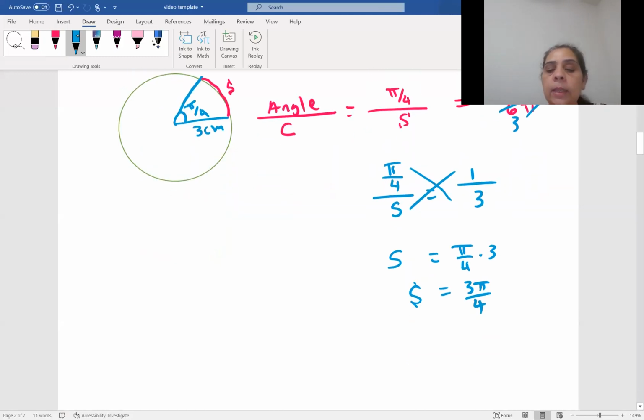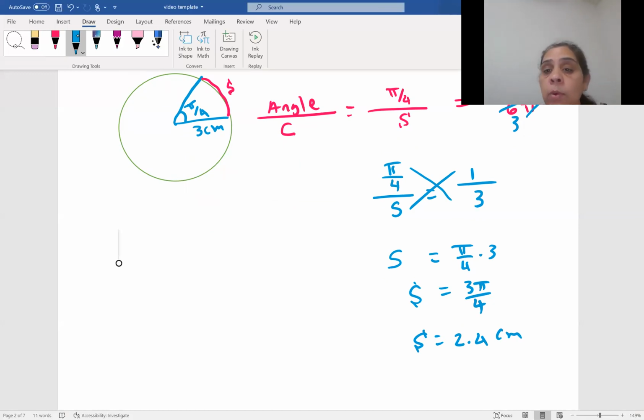And 3 pi over 4, you can do 3 times pi over 4, which is 2.4. We can say the arc length is 2.4 centimeters. Okay, so that's how you can do it.